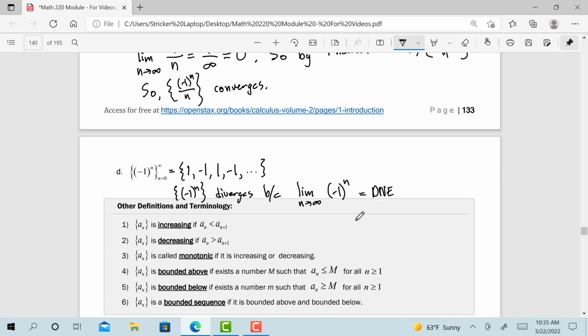So again, summarizing the section, in order for the limit of a sequence to exist, the terms must approach some finite value. If it doesn't do that, then it doesn't converge, it diverges.